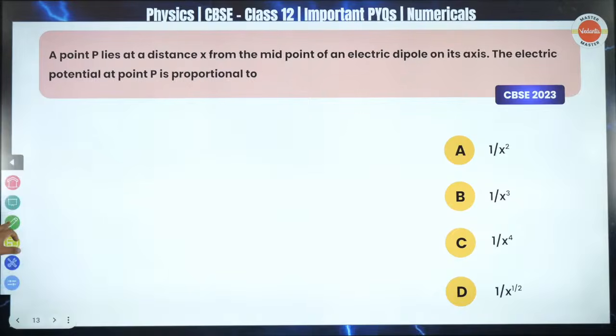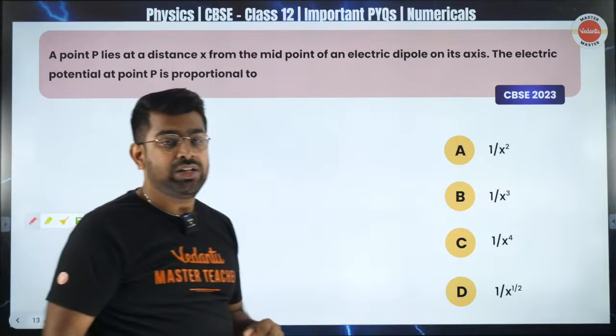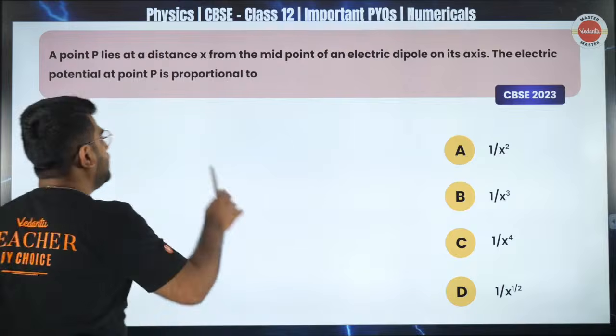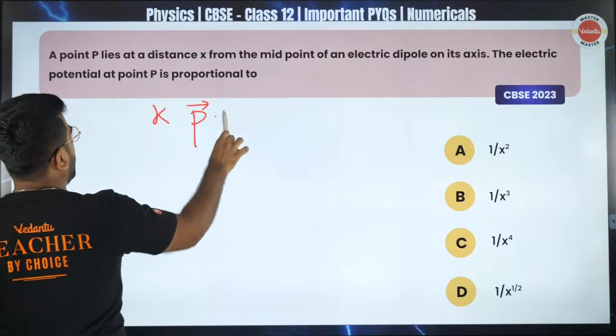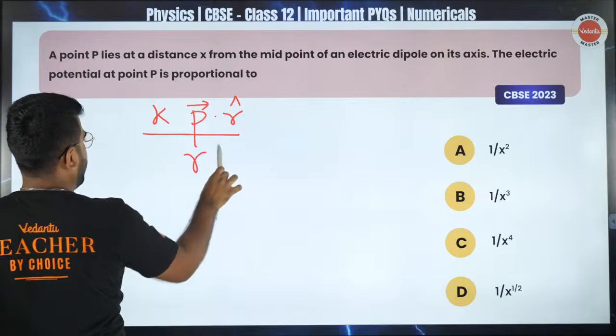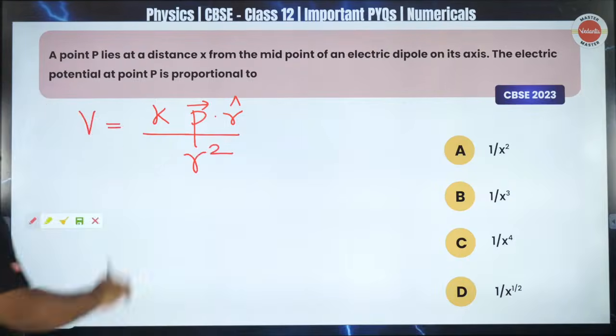Next question is dipole potential. What is the formula? Potential because of a dipole is k p dot r cap by r square. So that is potential because of a dipole.